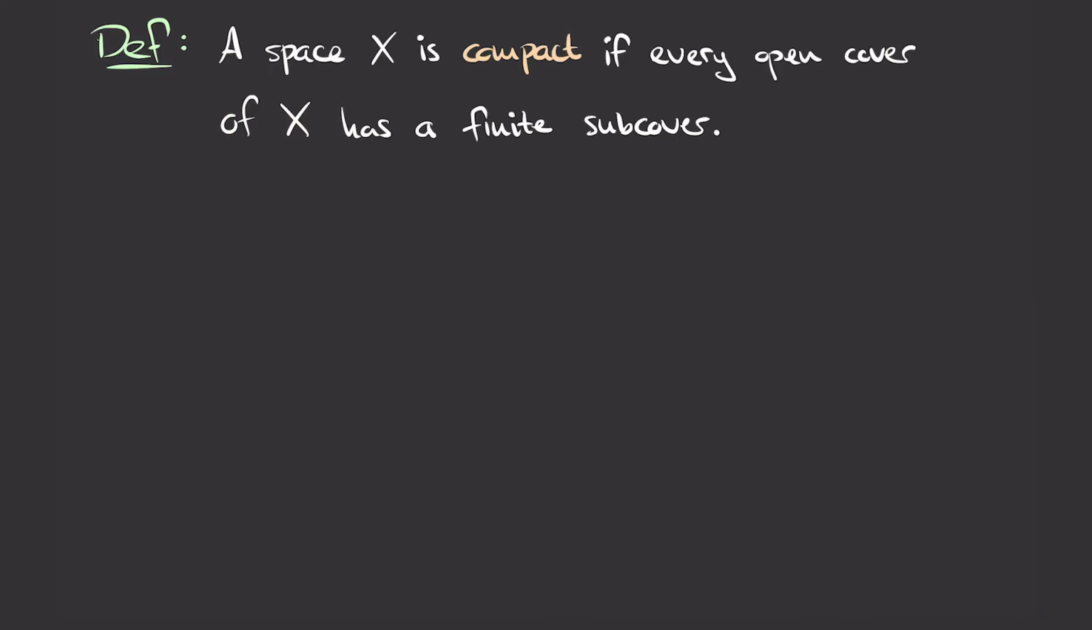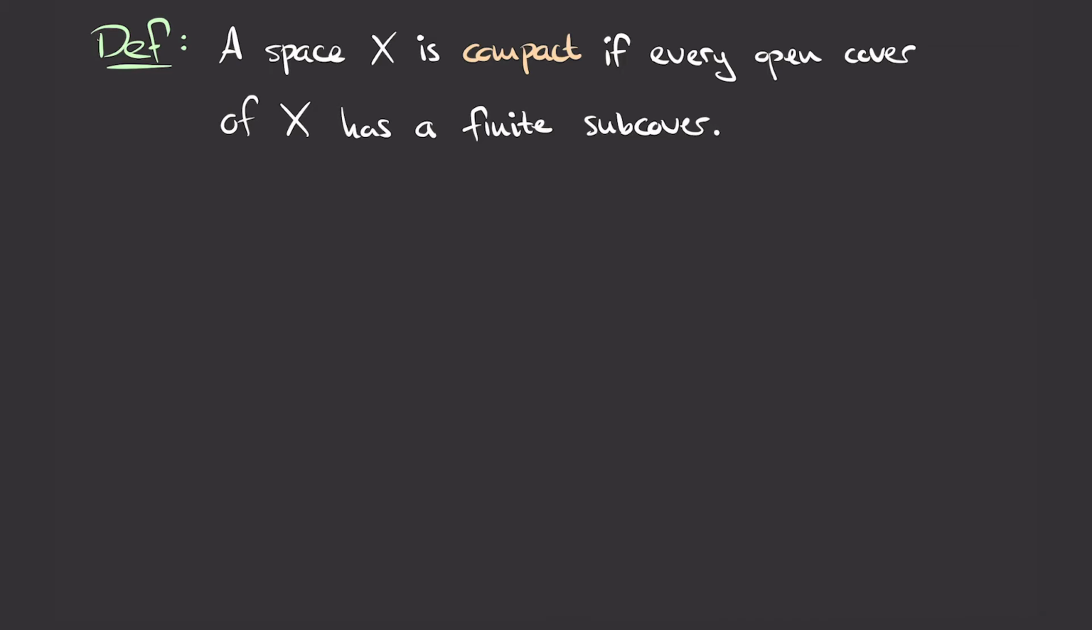Now, compactness is related to this question. Namely, a space is called compact if every open cover of that space has a finite subcover. This means that compactness answers the question I asked before about what is the smallest subcover we can find in a given open cover. It answers this question by saying that regardless how large your open cover is, you can always reduce it to a finite number of open sets that still cover the space.